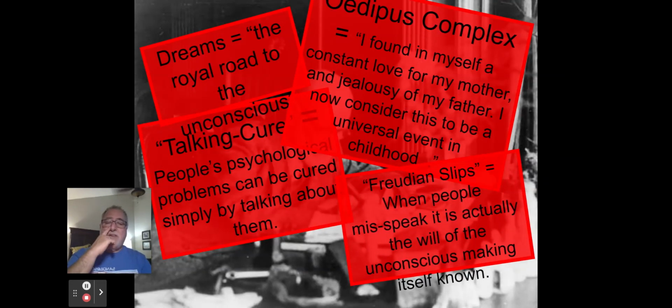The Oedipus complex, that idea where the male child is jealous of the father and loves the mother, and this is a normal biological thing. This is just part of our subconscious and who we are.